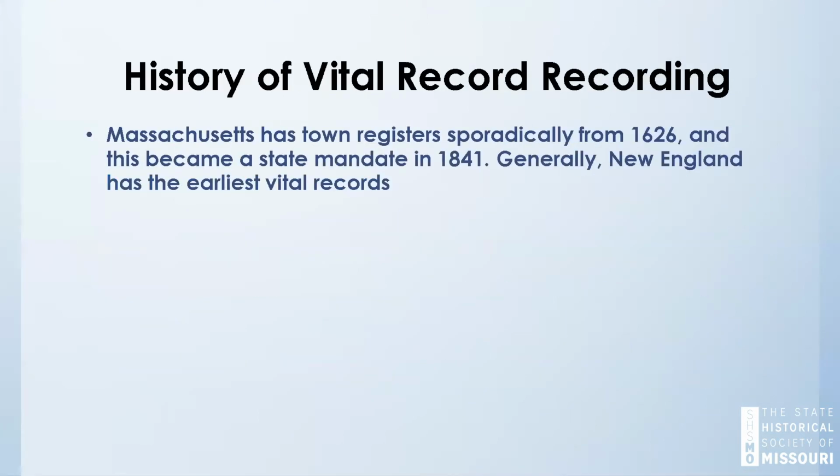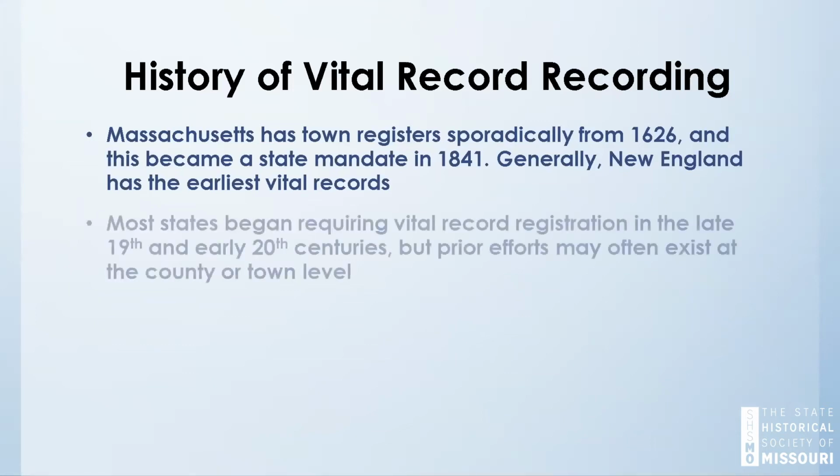A little bit about the history of vital record recording. It goes way back in many states. Massachusetts, for example, had town registers starting in 1626, and very sporadic at the time. By 1841, Massachusetts established registers as a mandate from the state level. Generally, the other states in New England have the earliest vital records along with Massachusetts.